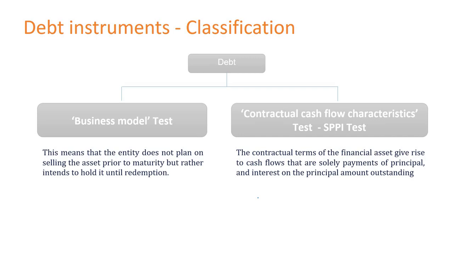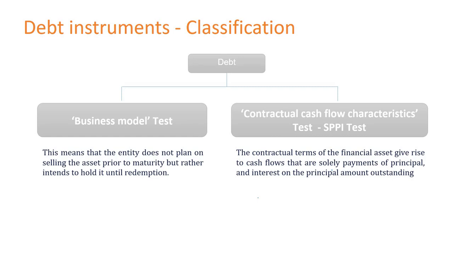Right? That is what we call the second test, the contractual cash flow, or you can say the second one is SPPI. Write down somewhere what SPPI means. Solely, meaning totally. Solely payment of principal and interest. That is called the SPPI. SPPI means solely payment of principal and interest.